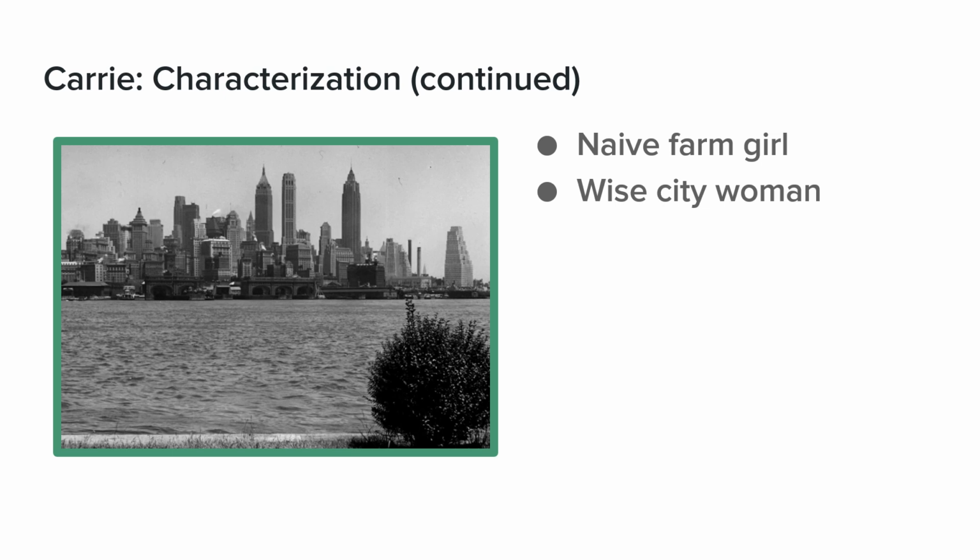With the exception of her relentless materialism, Carrie proves to be a dynamic character. In the beginning of the story, she is a naive farm girl. However, she grows into an independent and wise city woman.